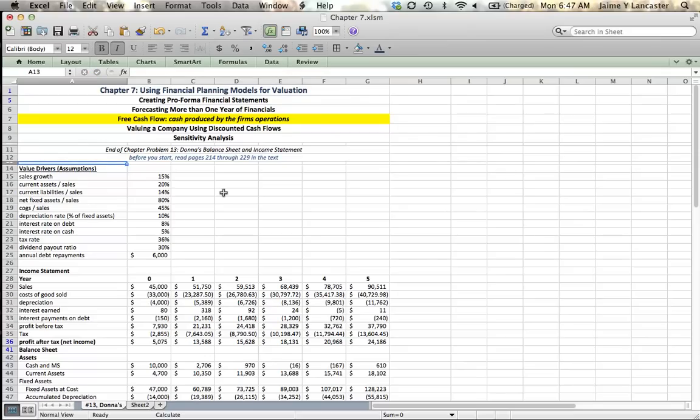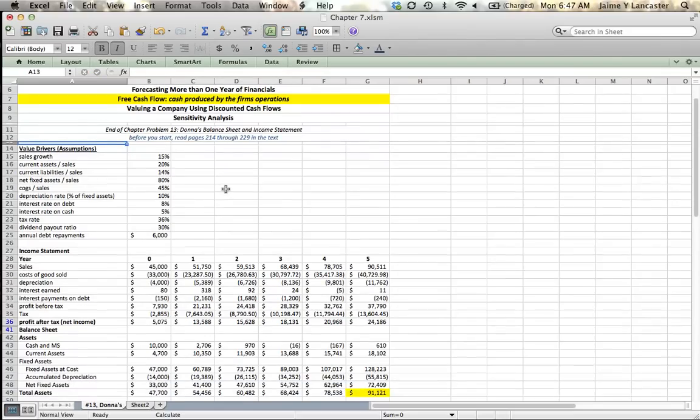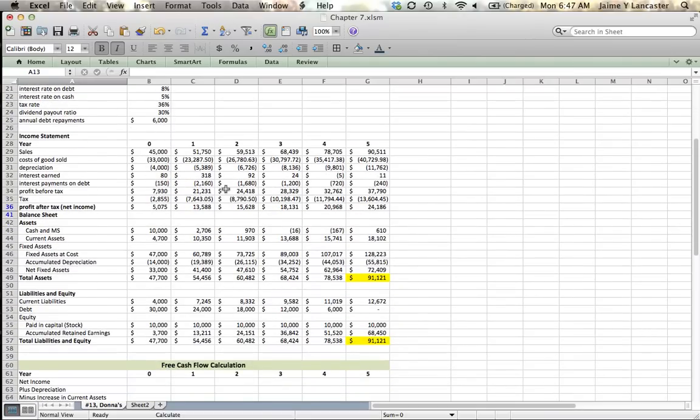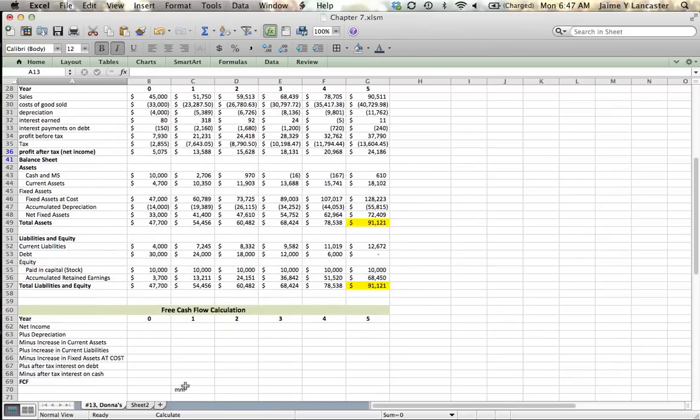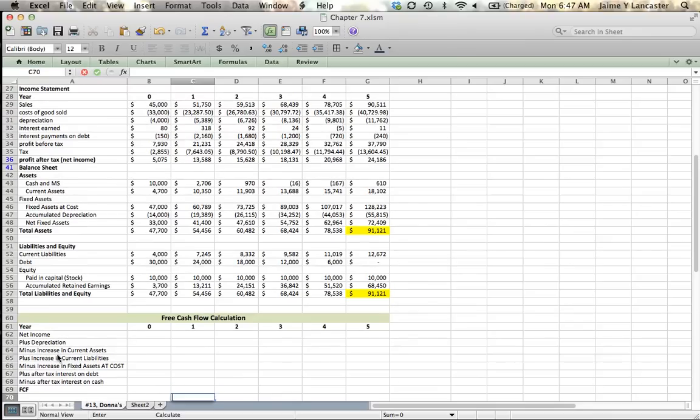I'm going to scroll down. We can hide most of our value drivers for free cash flow, but we may need to come back to a couple of them. So down here, we're going to be working in this area, free cash flow calculations, that's at the bottom. And in order to do free cash flow calculations, we need our income statement, our balance sheet, and we're also going to need our tax rate, and we're going to need the rates of interest that we pay on debt and the interest rates that we earn on cash.